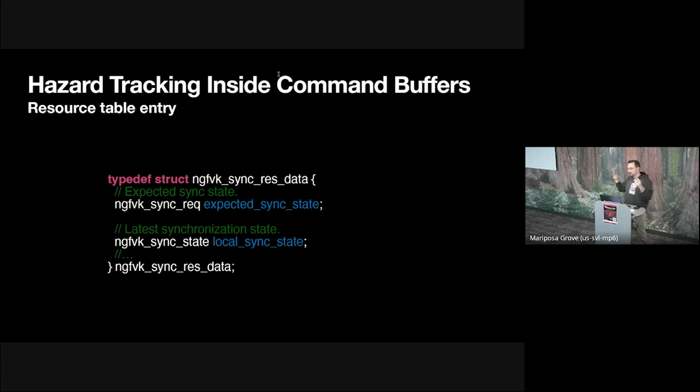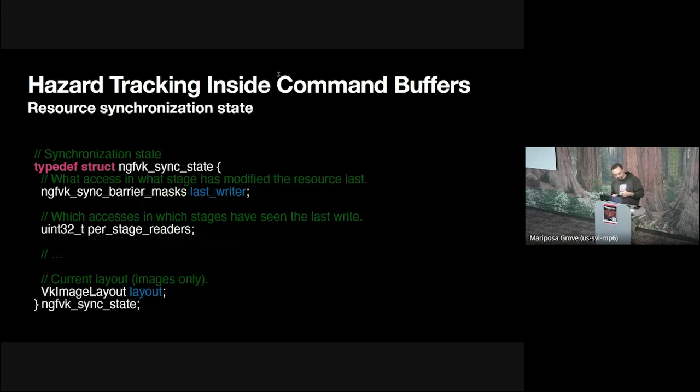And then we also have the resource's local synchronization state, which is that little piece of data that we use to track access to the resource. So let's take a closer look at it. It has three main parts. The first part is a field that specifies which access in which pipeline stage has last modified the resource, aptly named last writer. The second part is a field that specifies which accesses in which pipeline stages have had the results of the last write made available and visible to them. Basically, are they caught up? Are these accesses caught up with the last write or not?